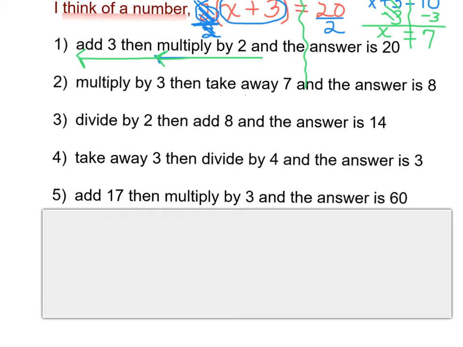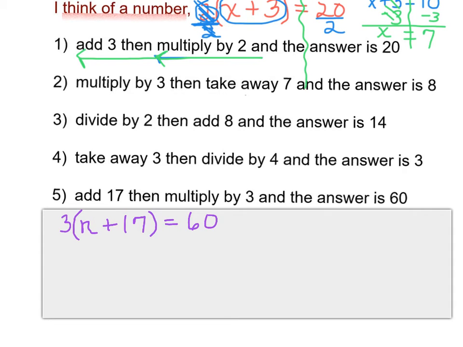Okay, let's look at number 5. Same thing, I'm taking a number, let's call it n this time for fun. And I'm going to add 17 and then multiply that result. So because it's multiplying the sum, I need parentheses in there, multiply by 3, and the answer is 60.